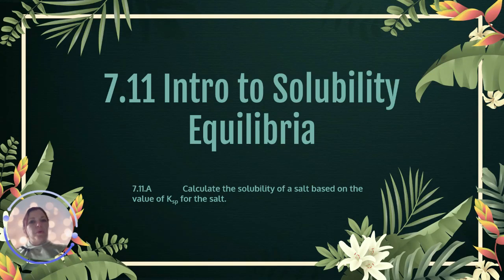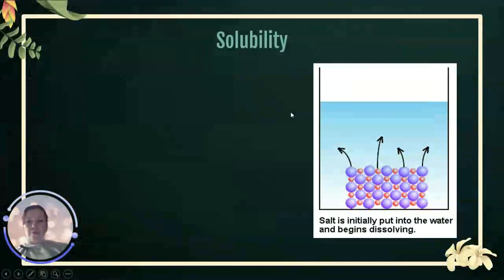Hello AP Chem students and welcome to topic 7.11, Introduction to Solubility Equilibria. Learning objective for today is 7.11.a, calculate the solubility of a salt based on the value of KSP for the salt. So let's talk about solubility.